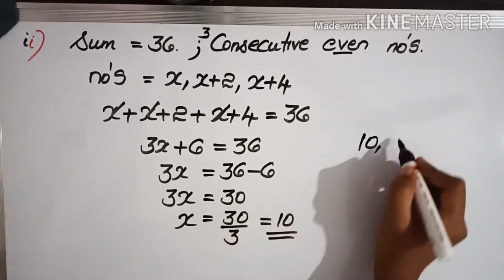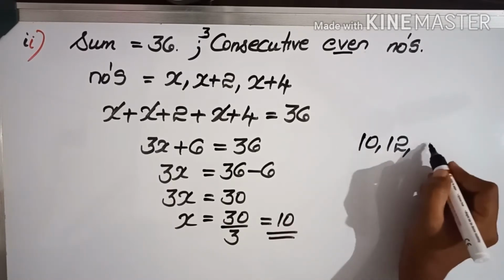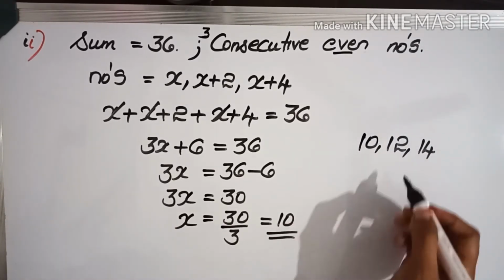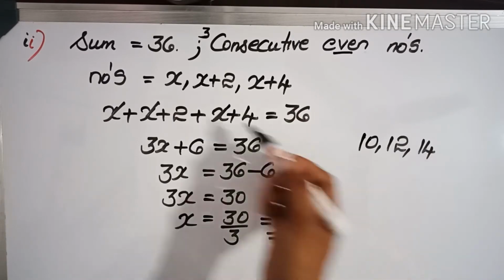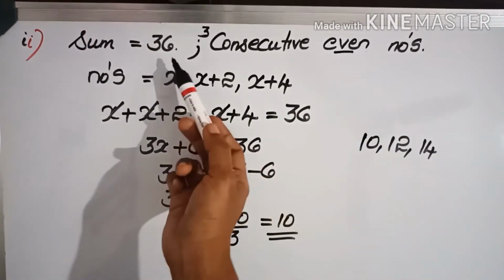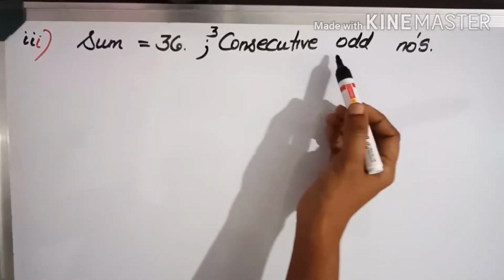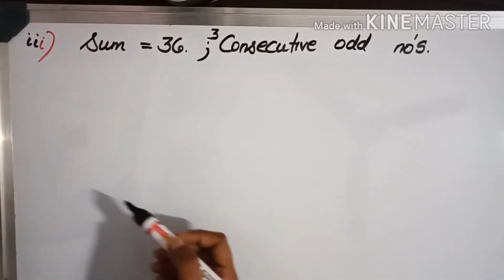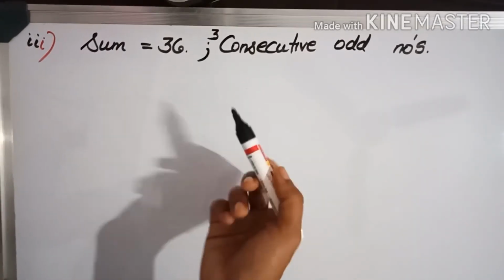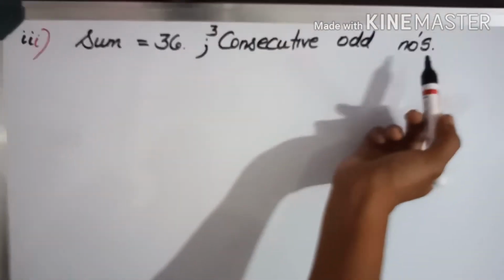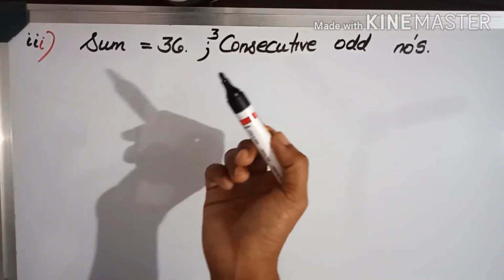The next number will be what? 12. Next will be 14. So these are the consecutive even numbers with the sum as 36. The third sub question is, can the sum of three consecutive odd numbers be 36? Is it possible? That we need to check. Three consecutive odd numbers equal to 36, is it possible?